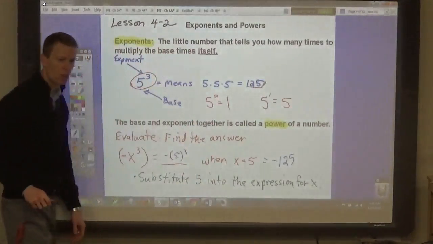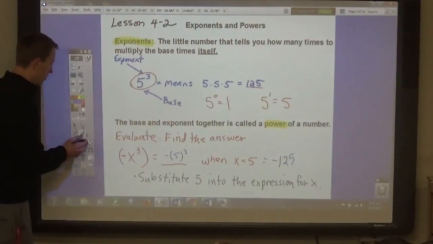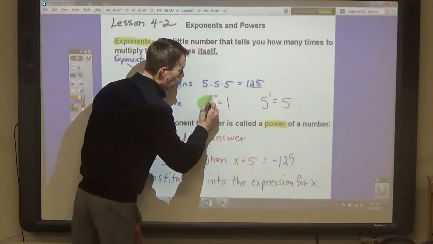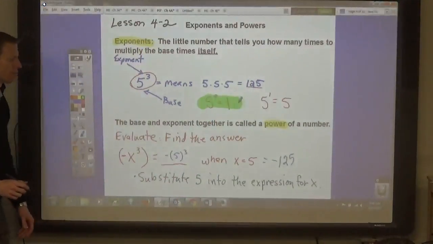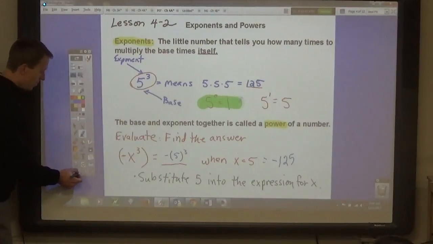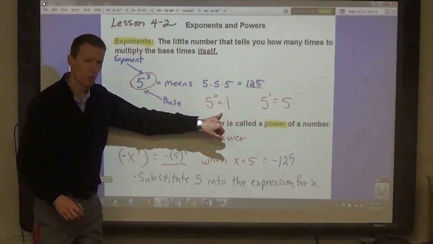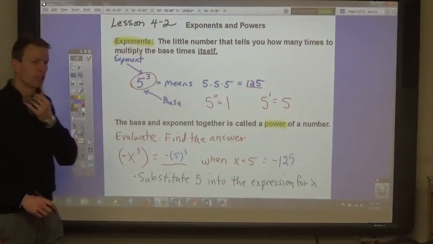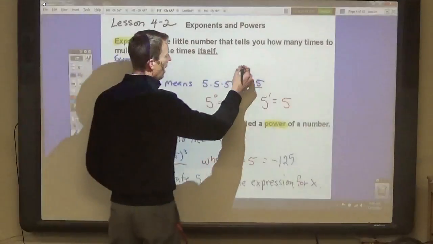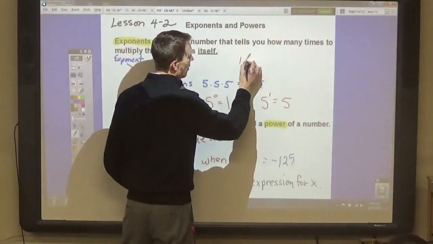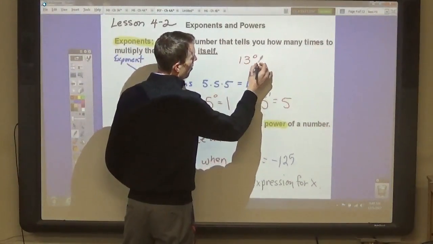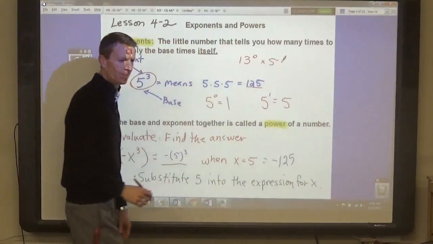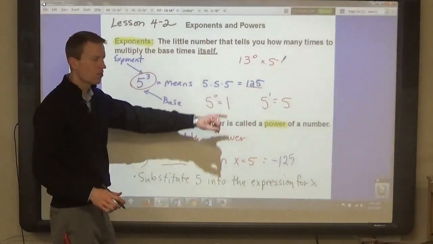Any number to the 0 power equals 1. Any number written to the 0 power equals 1. Is that hard to read now? Any number to the 0 power equals 1. So that means if we were using the order of operations and we had something like this, 13 to the 0 power times 5, how would you answer that?